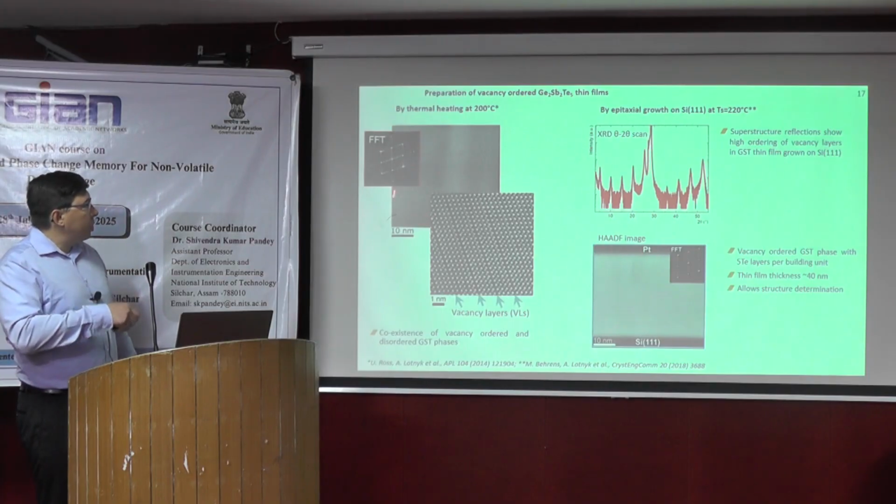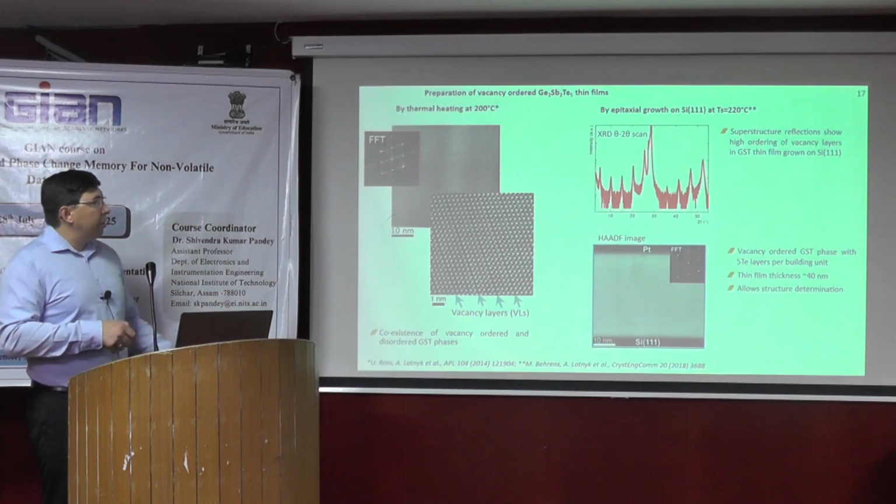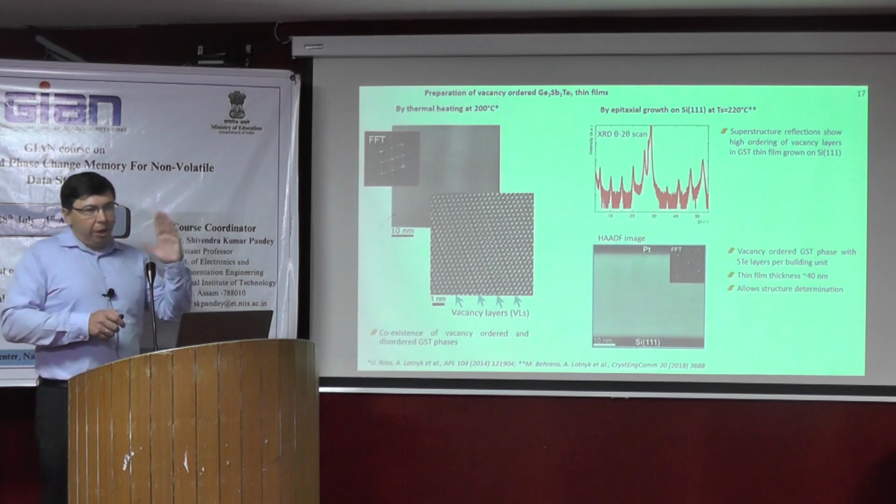Fast Fourier transform image. This is a mathematically calculated image from this large area. What we see here is that between the main reflections, we also see additional spots, 1, 2, 3, 4, 5, 1, 2, 3, 4. And this means that we really have ordered vacancy layers.